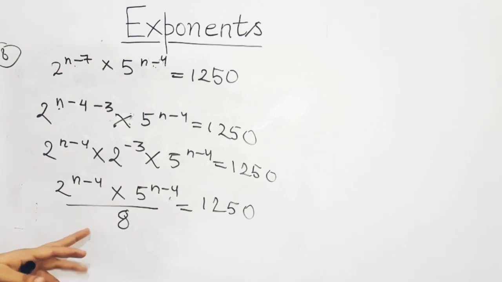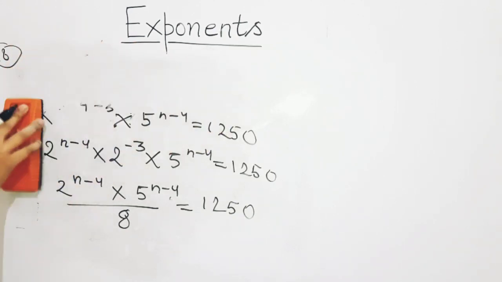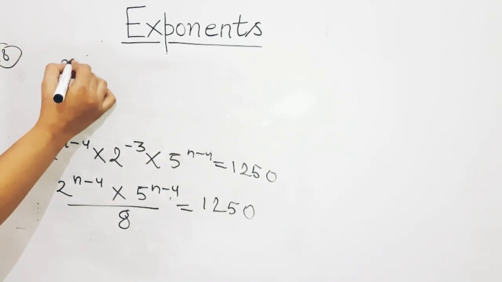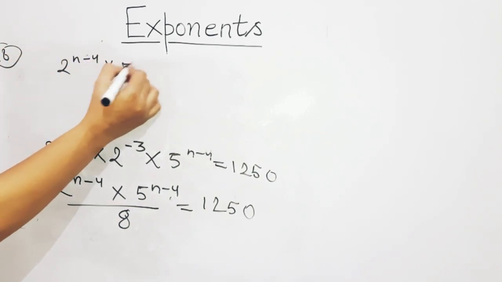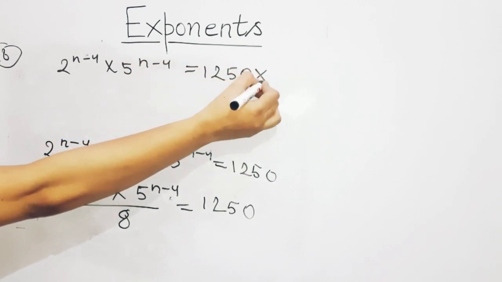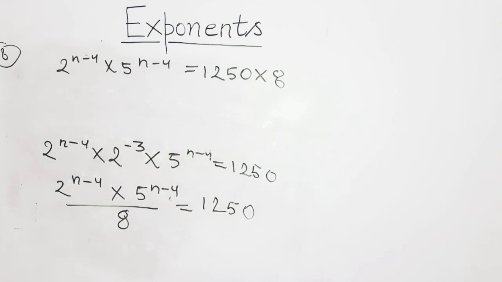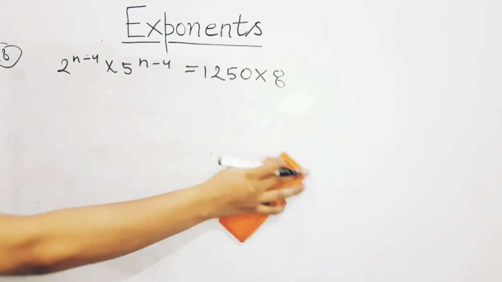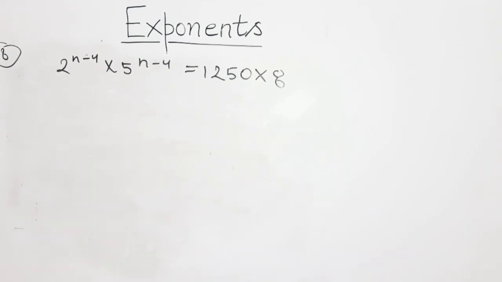Now this 8 is in divide. ये आपका divide में है. Once it goes on the right hand side, it will be in multiplication. So it will be 2 to the power of n minus 4 multiplied by 5 to the power of n minus 4 is equal to 1250 multiplied by 8. Up to here everybody has understood? Yes. Now what will be the next step?